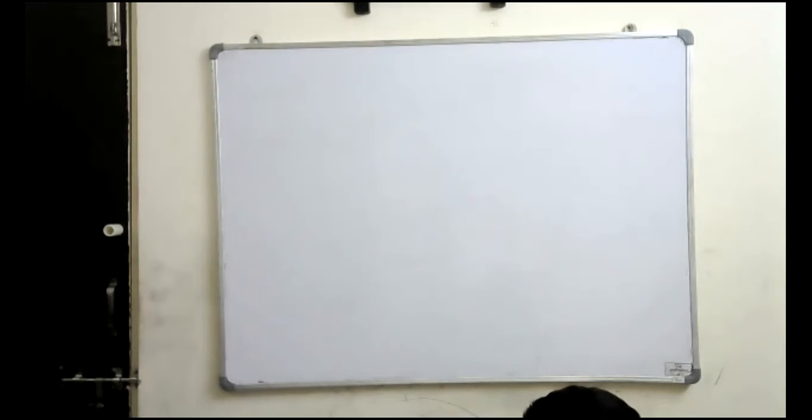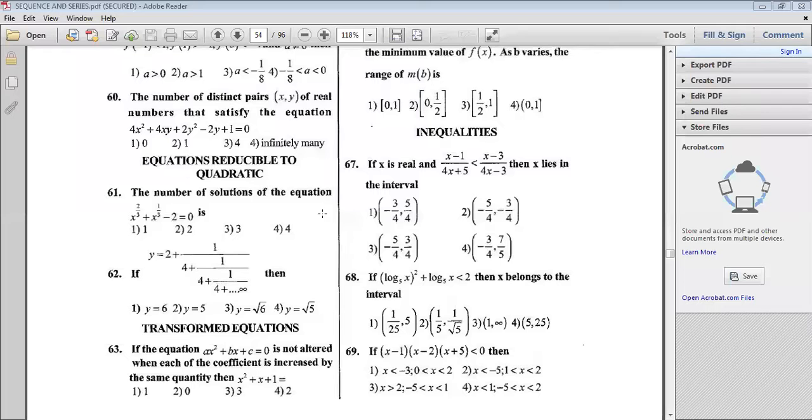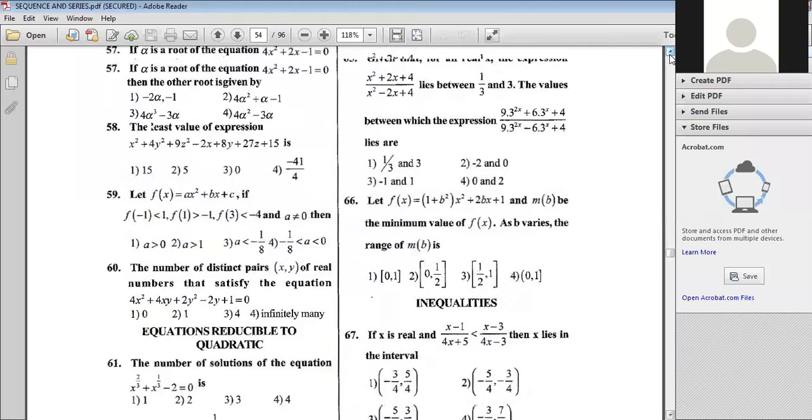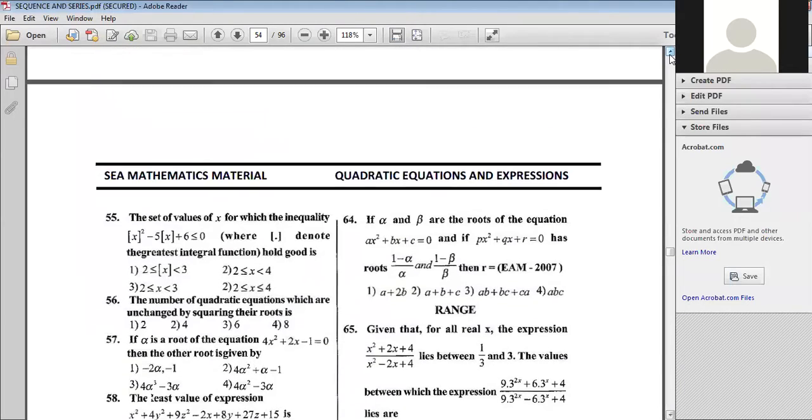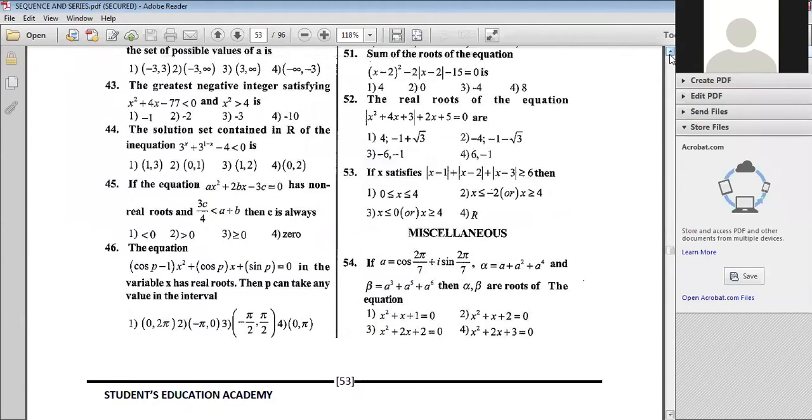Question 52. Now observe the problem: what are the real roots of that equation?